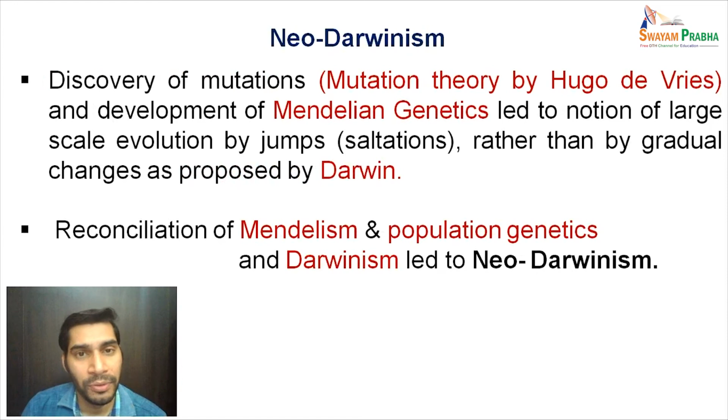So, what we discussed about the criticism of Darwinism led to something which we now call Neo-Darwinism. It started with the discovery of mutation as proposed by Hugo de Vries in mutation theory and the development of genetics as proposed by Mendel. It leads to the notion that large evolution takes place by jumps or saltations or mutations rather than by the gradual changes which Darwin proposed. Neo-Darwinism is nothing but a reconciliation of Mendelian views of genetics, population genetics, along with Darwinism.